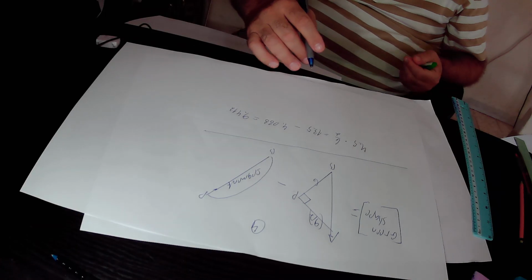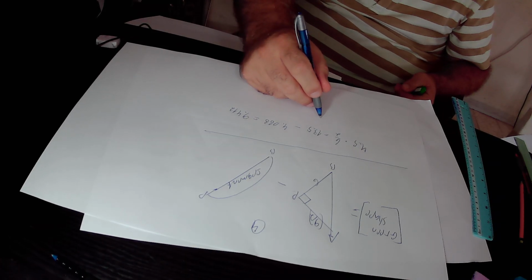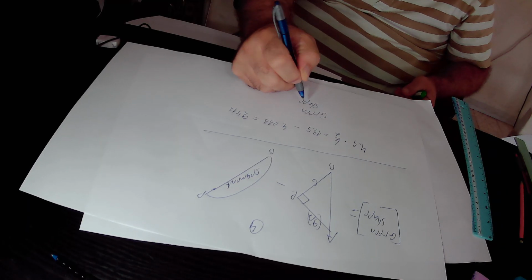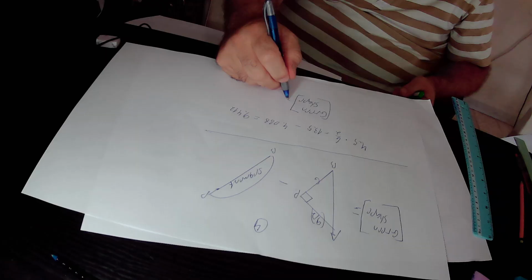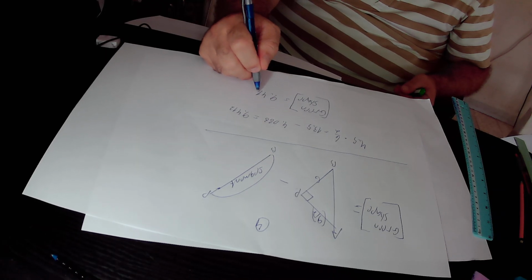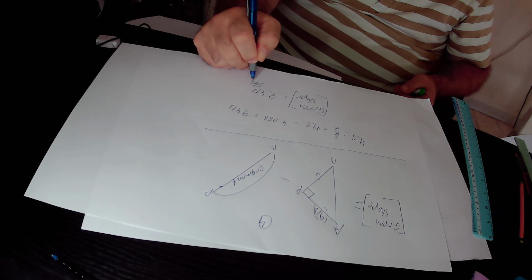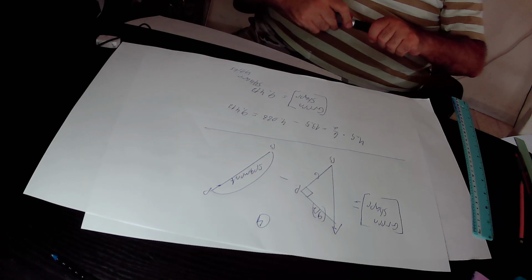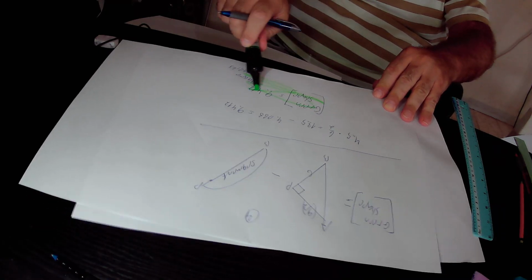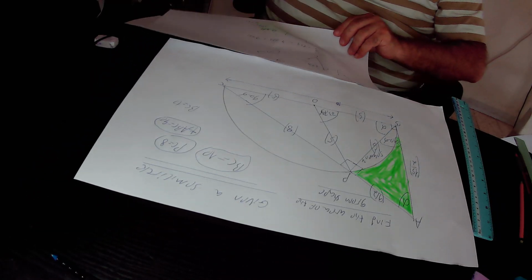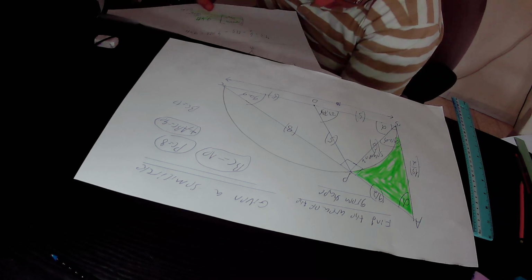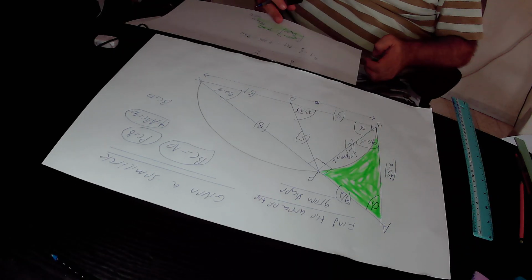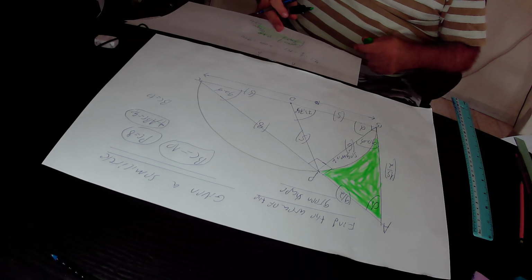So we found out that the area of the green shape, that is the area we are looking for in this question, is equal to 9.412 square units. And that is the answer to the question. I'll repeat again. The area of this green shape is equal to 9.412 square units.